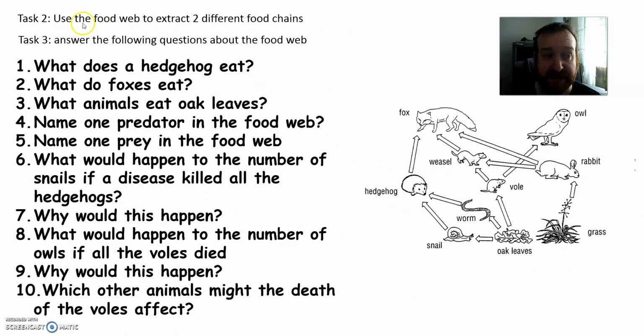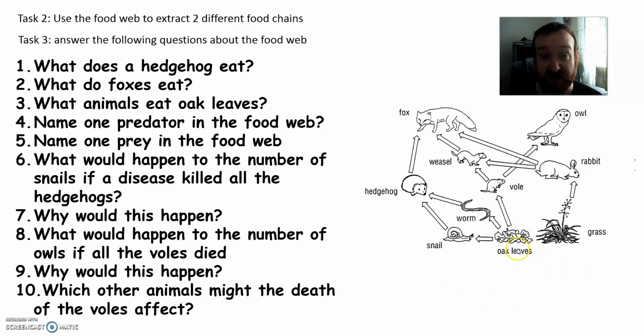Your second task, okay, you need to get 2 food chains from this food web. Okay, so I can see a nice simple food chain. I can see oak leaves, vole, owl, and I'd write that down. I'd write oak leaves, vole, owl. Can't use that one. It's mine.